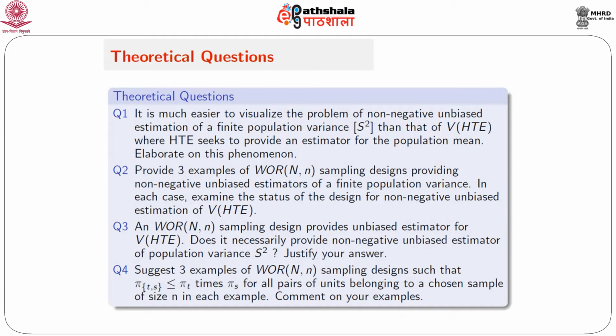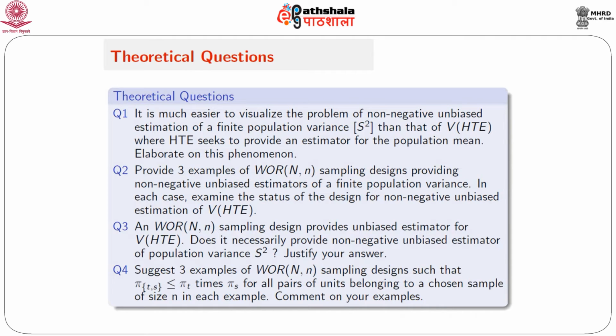There are 3 examples, but let me talk about one example. You have to suggest an example of a sampling design where, for example, a sample of size 3, the sample 1, 2, 3, is already there. And then you show how you can manipulate the example of the sampling design so that pi 1,2 is less than or equal to pi 1 times pi 2, pi 1,3 less than or equal to pi 1 times pi 3, pi 2,3 less than or equal to pi 2 times pi 3. So make sure that you can have this for all pairs of units belonging to a chosen sample.